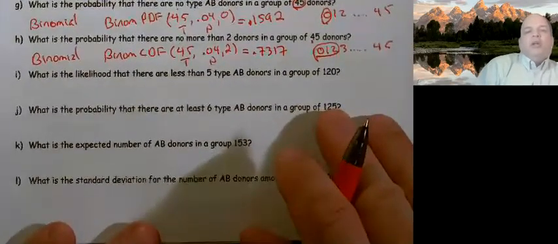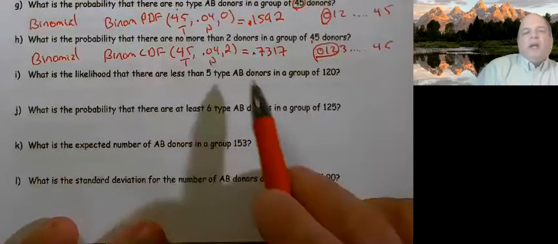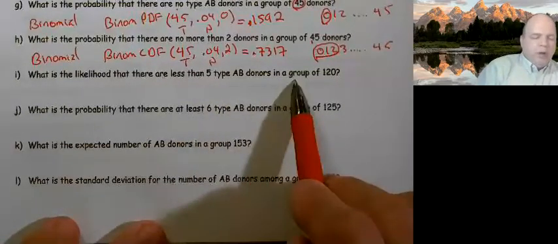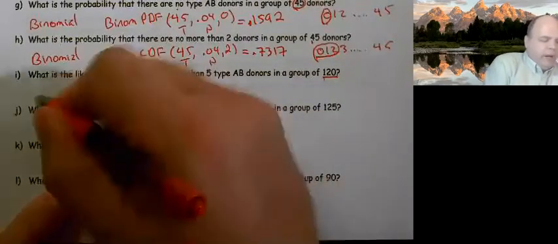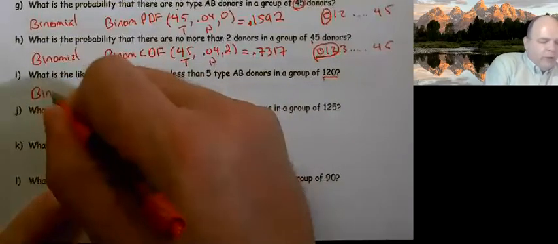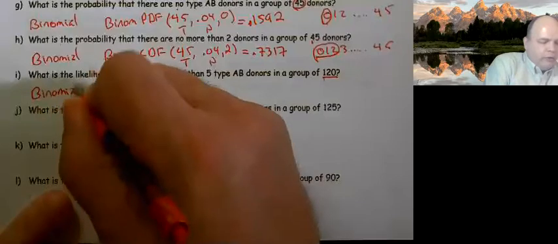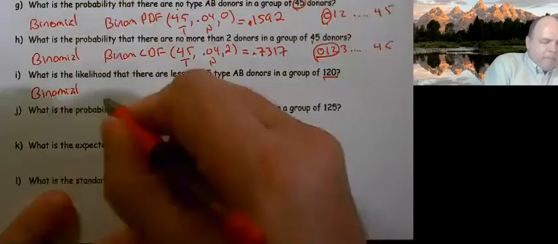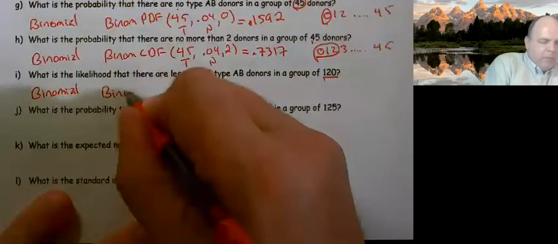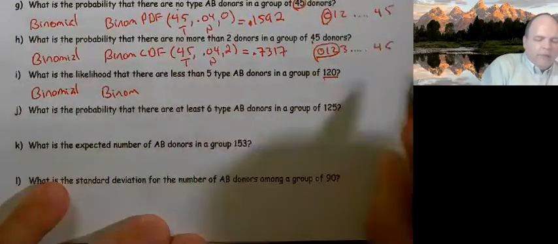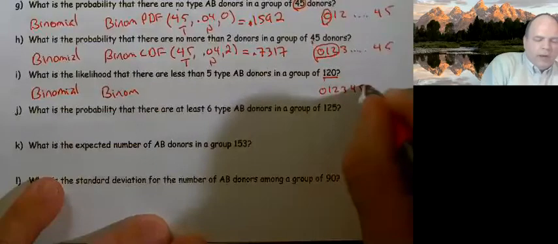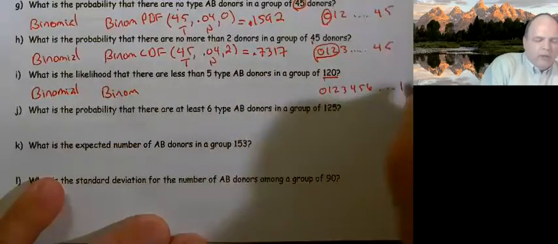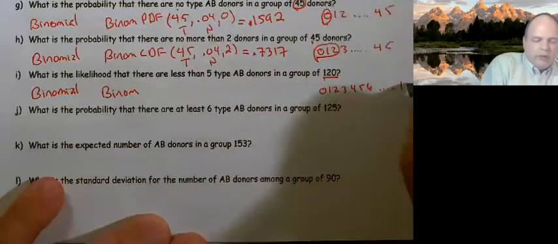What is the likelihood that there are less than 5 type AB donors in a group of 120? So once again, we have a set of trials, so this is a binomial. We have 120 trials. Less than 5, so we can go 0, 1, 2, 3, 4, 5, 6, dot dot dot, all the way to 120. That's our number line.